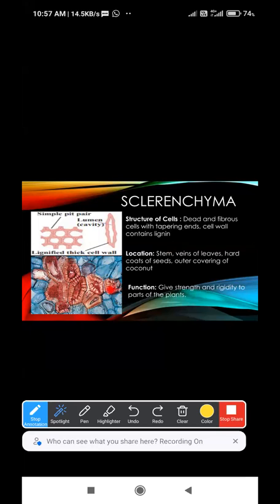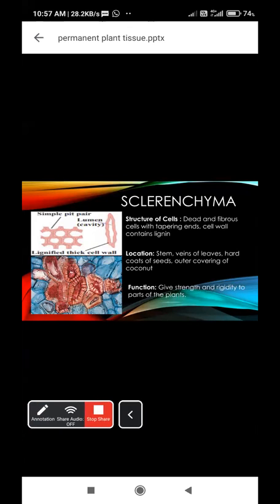This is how we observe the section of sclerenchyma tissue under the microscope. Again, I'll repeat. The cells are spindle shaped, tapering at both ends. Cell walls are thick due to deposition of lignin, and they are also called dead or fibrous cells. They are present in the stem, veins of the leaf, hard seed coat, and covering of the fruits. They give strength and rigidity to the plant parts.